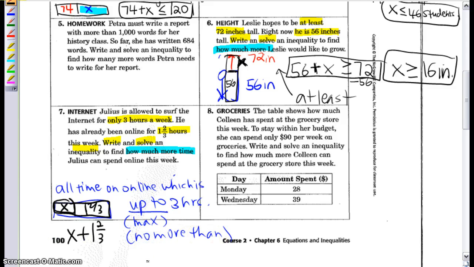So the inequality symbol that we want to use should be, it could be equal to 3 hours, and it's got to be less than that because he can't go over 3 hours. So the missing amount of hours that he still has, plus how much he's already been online for, 1 hour and 2/3 of an hour, has to be less than or equal to 3 hours. So if I solve for that, I'm going to subtract 1 2/3 from 3. So that's going to be 3 minus 1 2/3.